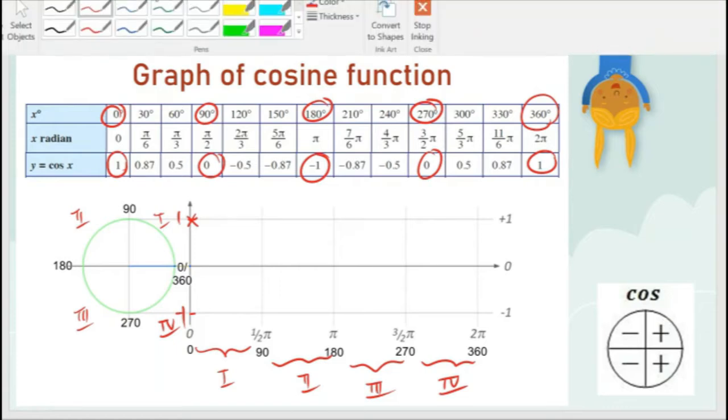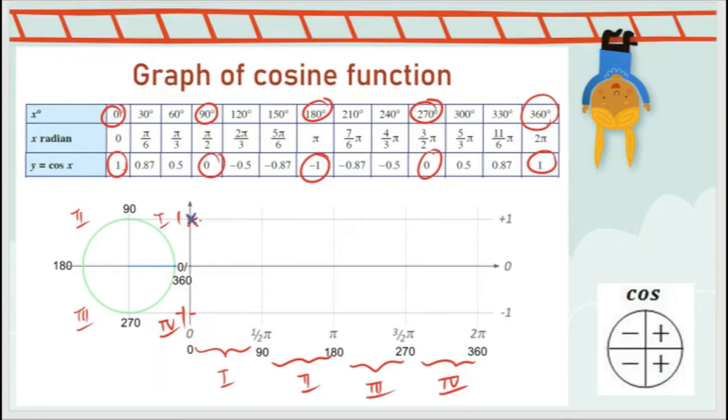I use another color. Then the second one, cos 90 is 0. Cos 180 is negative 1. Then 0 and positive 1. So how are you going to draw the graph? You don't draw your graph like this. You don't draw your graph like this. It's a sinus form.